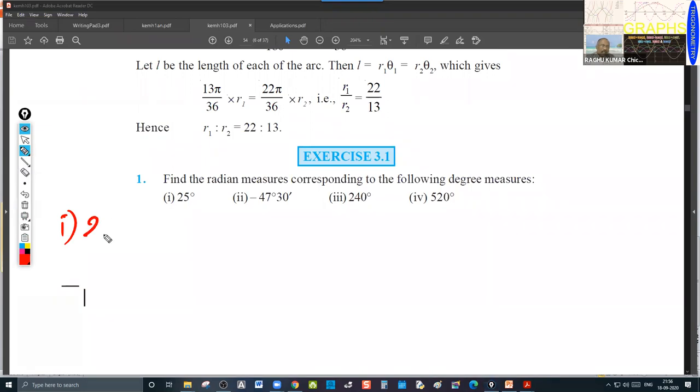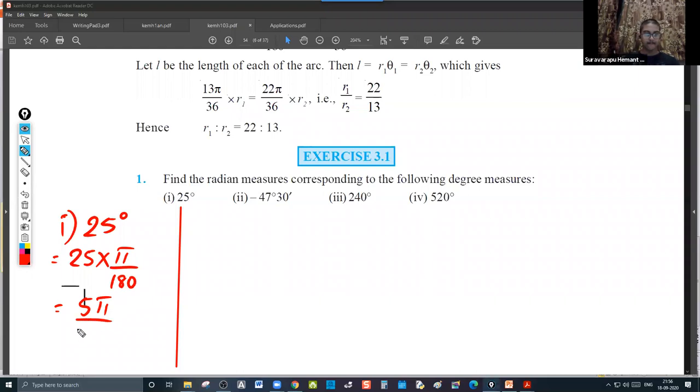And 25 degrees, we want to convert to radians. 25 into pi by 180. Correct or not? Simplify this for me, please. 5 pi by 36. That's it. This is nothing but radians.